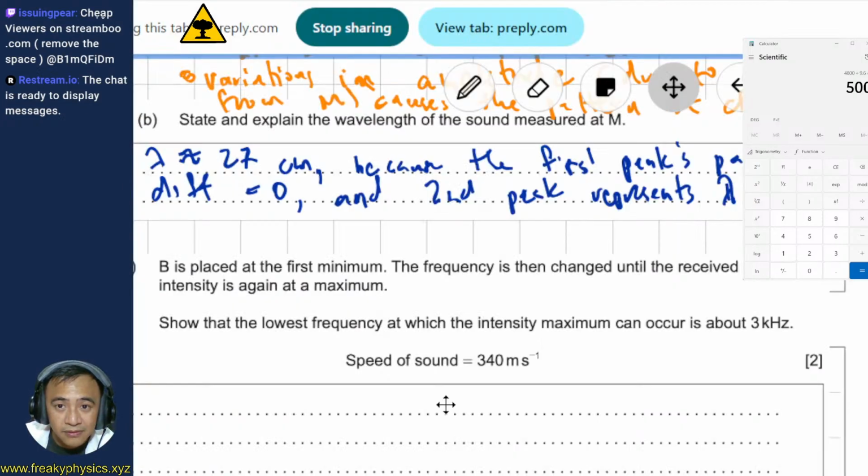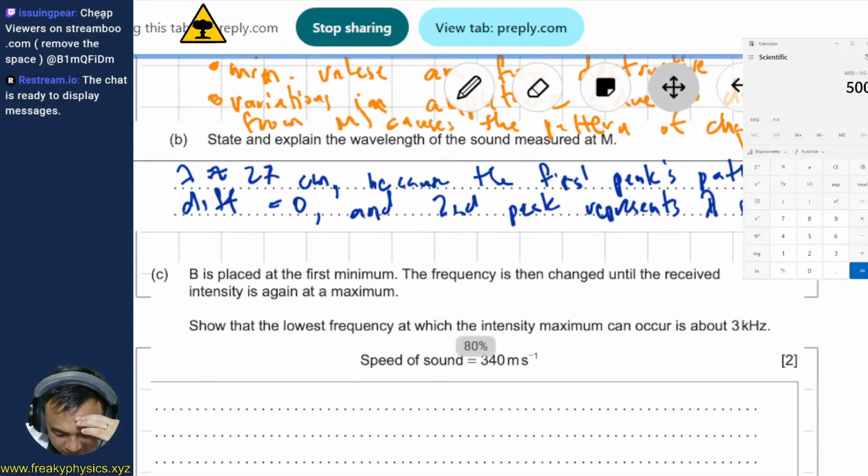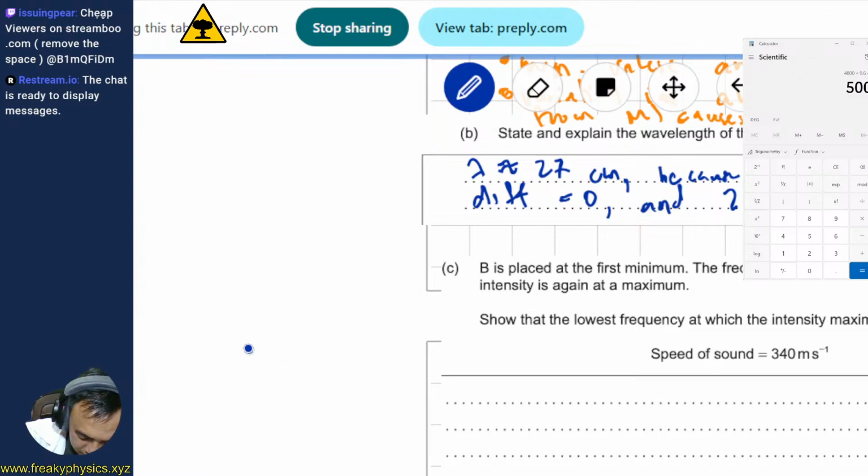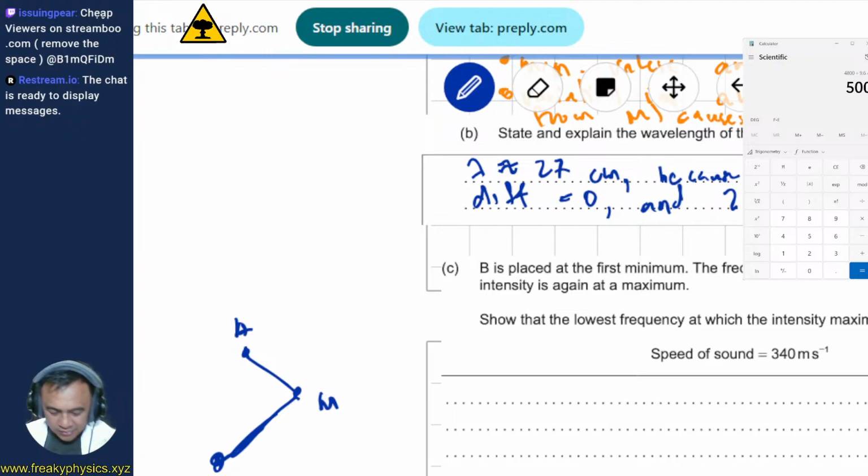Okay. Hold on. The frequency is then changed until the receiving intensity is again at the maximum. So this is a little bit different now. Let's draw this on the side first before we answer. So this is A, this is A, this is M, and this time B is no longer here. B is gonna be somewhere here. Placed at the first minimum. So basically B is placed here so that this is on the 1/2 lambda path difference.